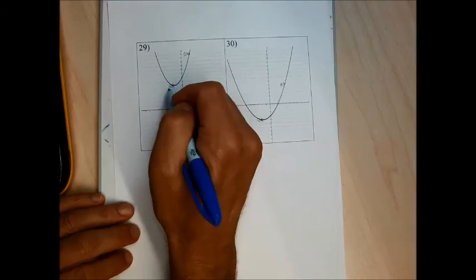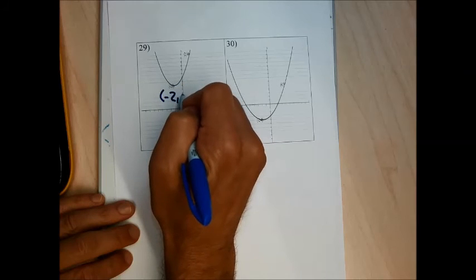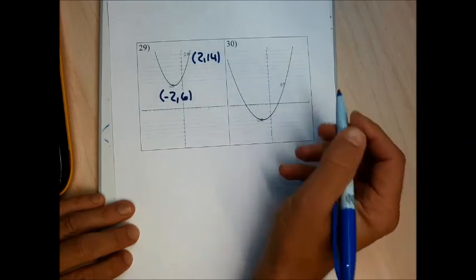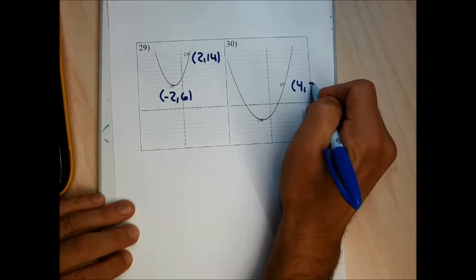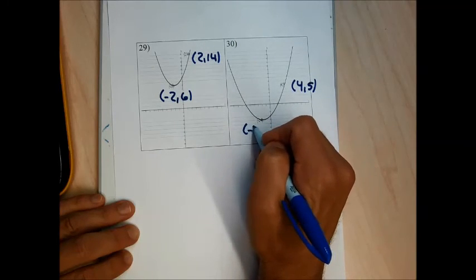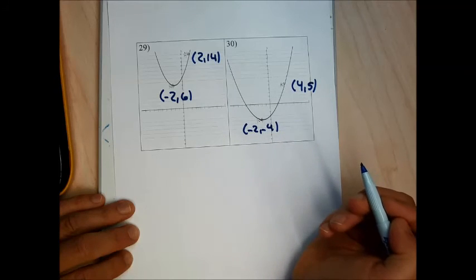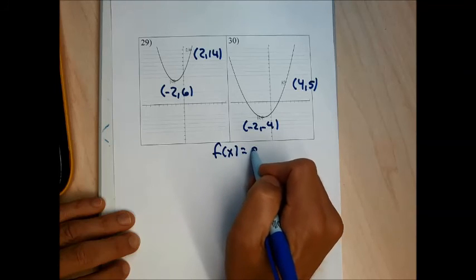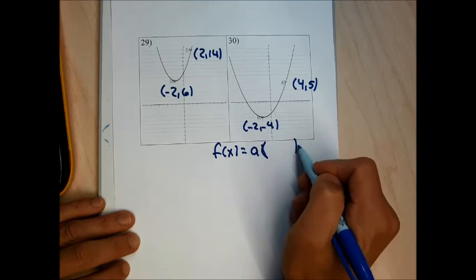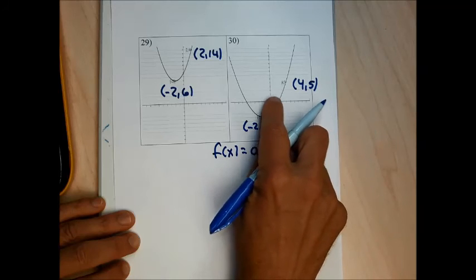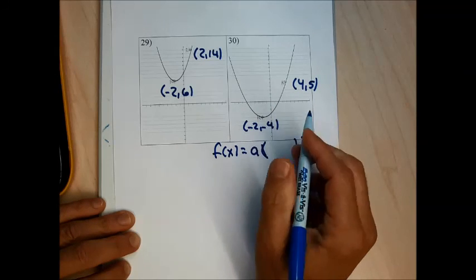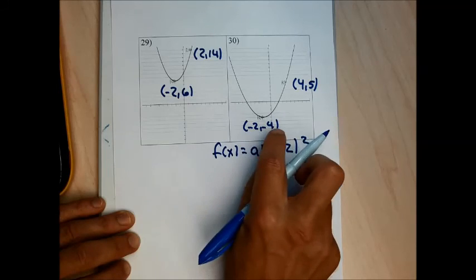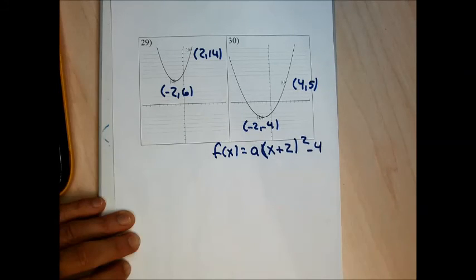For 29, your vertex is the point -2, 6. Your extra point is the point 2, 14. For problem 30, my extra point is the point 4, 5. My vertex is the point -2, -4. To get started on number 30, I'm going to write f of x equals a times a parentheses with a square. My vertex is left 2, down 4. To get a left 2, I need an x plus 2 in my parentheses. To get a down 4, I need a -4 afterwards.